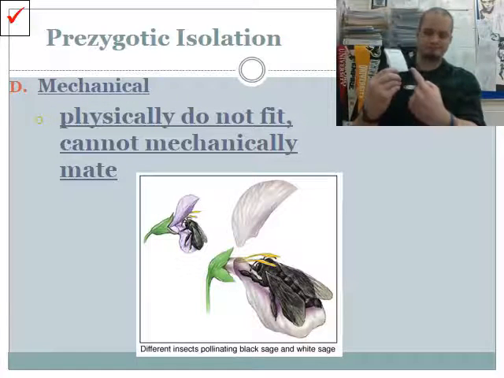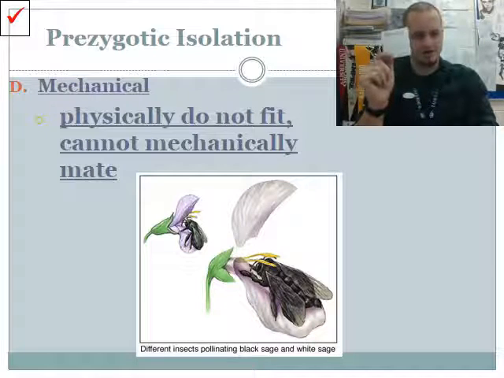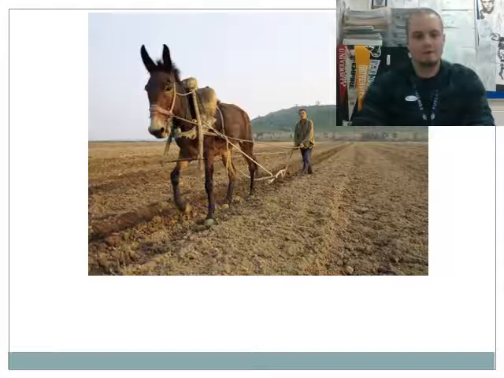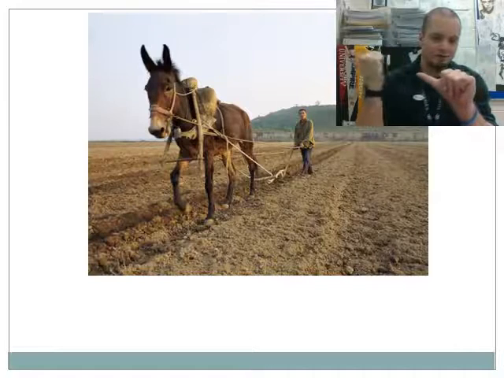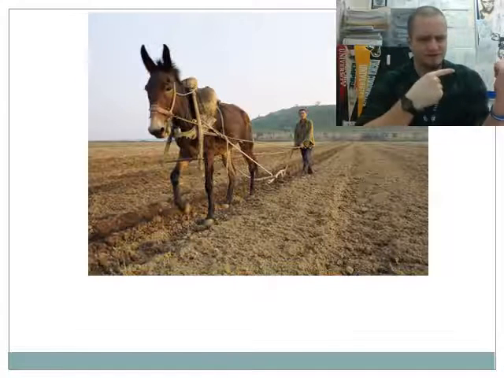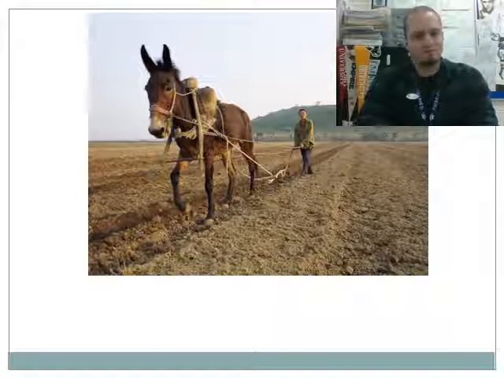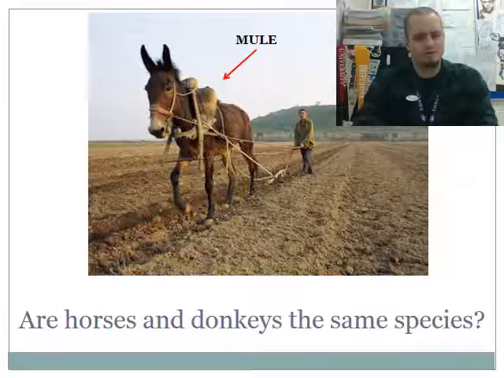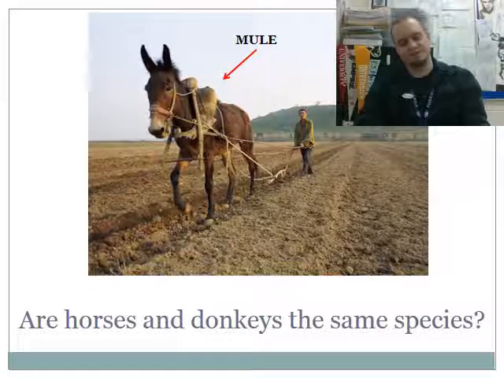Square peg, round hole. No matter how much you try to force it, it's not going to fit. So, let's take a look at what we have here. If you go ahead and look over here, or maybe it's over here, whichever way, what we have is a mule. Thank you. So a mule is a cross between a horse and a donkey. So a horse mates with a donkey.